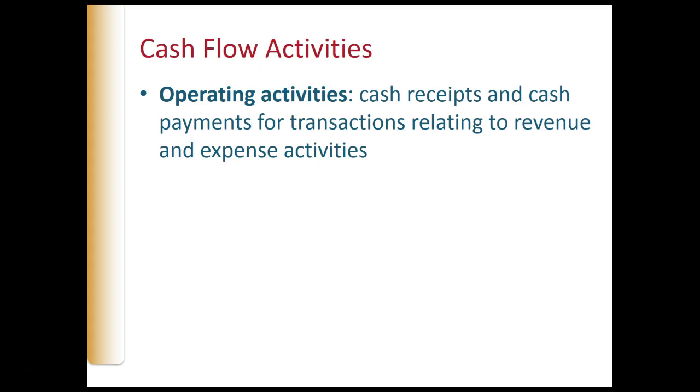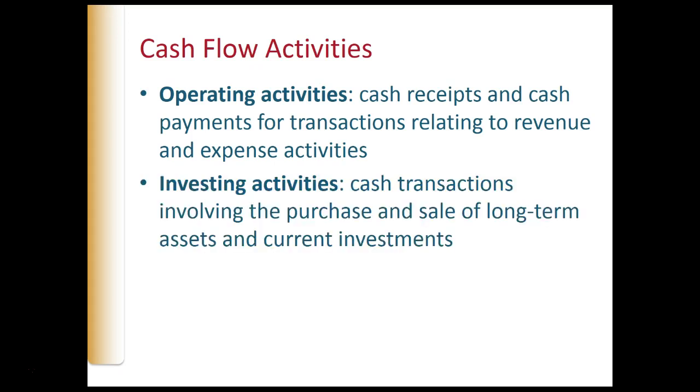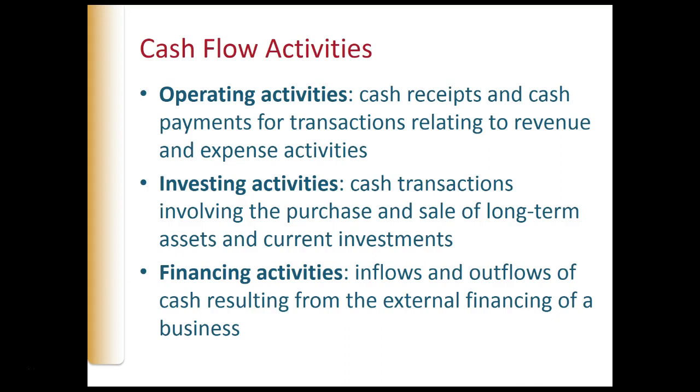The difference between cash inflows and cash outflows is called net cash flows, or the change in cash during the period. The three primary categories of cash flows are operating activities, investing activities, and financing activities. Now, operating activities include cash receipts and cash payments for transactions relating to revenue and expense activities. These are essentially the very same activities reported in the income statement. In other words, cash flows from operating activities include the elements of net income, but reported on a cash basis.